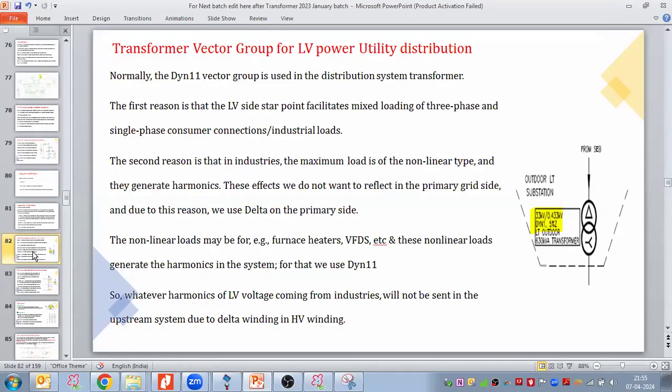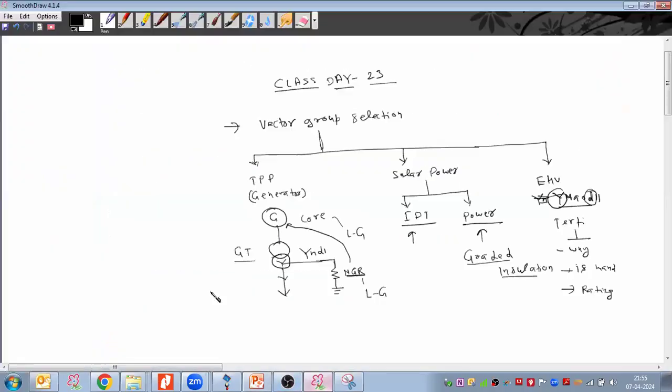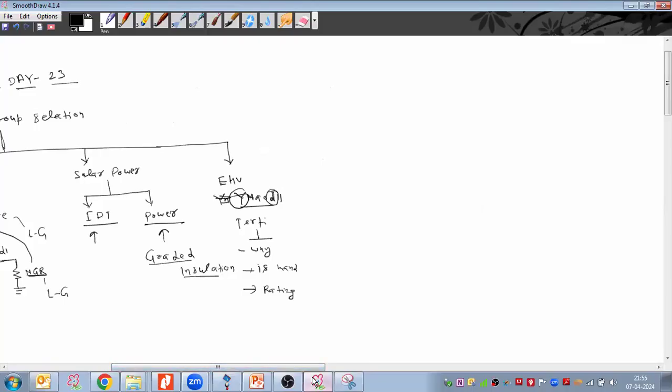Now coming to another kind of application. Here we have discussed thermal power plant, solar power plant, extra high voltage substations, right? And now when we have distribution substations, 33 by 11 kV, I think here we have discussed what we use.